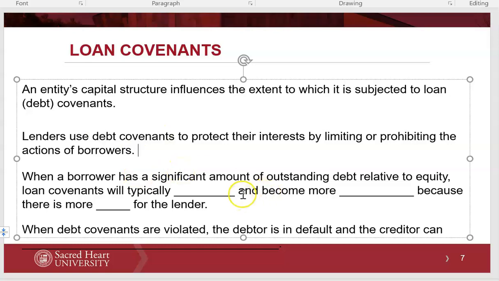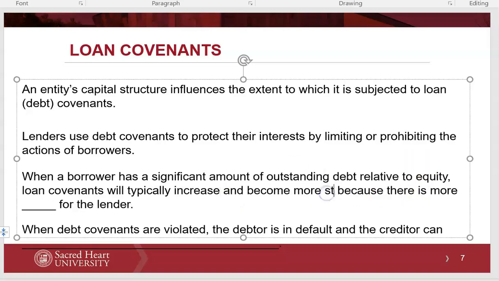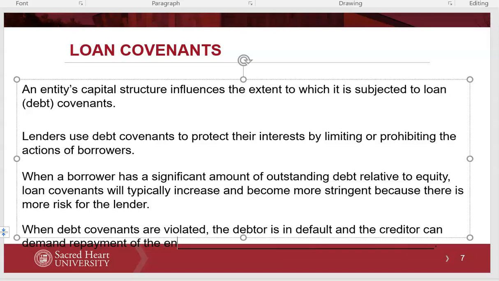When a borrower has a significant amount of outstanding debt relative to equity, loan covenants will typically increase and become more stringent because there is more, of course, risk for the lender. When debt covenants are violated, the debtor is in default and the creditor can demand repayment of the entire principal. It's a way for the lender to say, before things get any worse than they are, give me my money back. I want to get out of this deal.